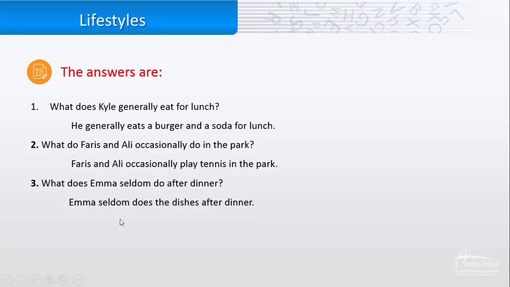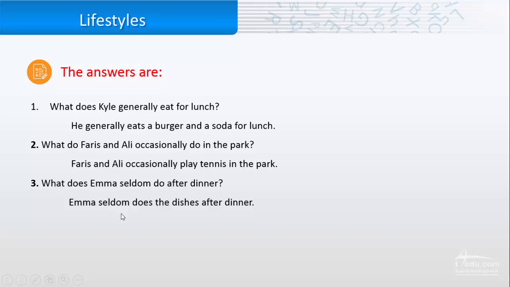So the answers are, what does Kylie generally eat for lunch? He generally eats a burger and soda for lunch, so we add s because of he to the verb eat. What do Faris and Ali occasionally do in the park? Faris and Ali occasionally play tennis in the park, so we add nothing to the verb play because they are plural, Faris and Ali.